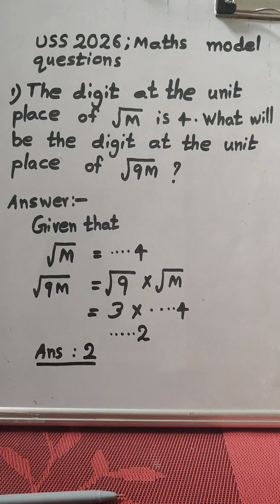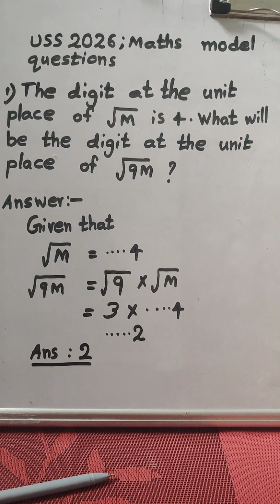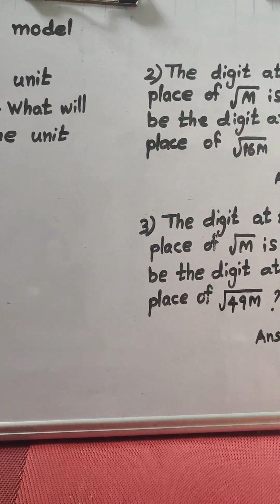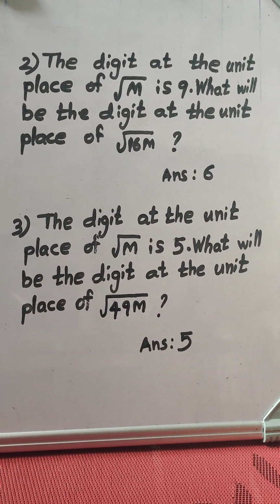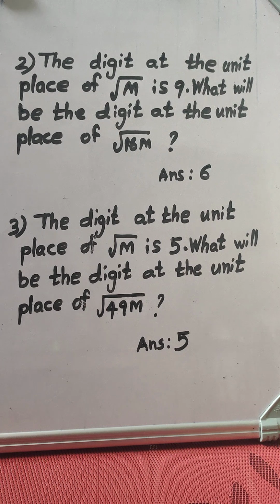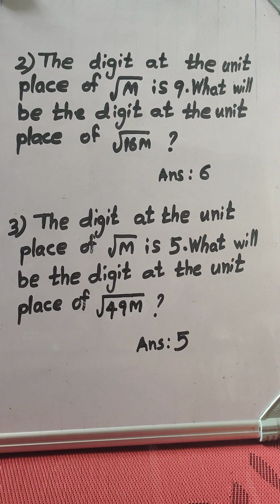Okay. Let us see the second and third questions. Number 2. The digit at the unit place of square root of m is 9. What will be the digit at the unit place of square root of 16m? Answer is 6. So how will you get this number?